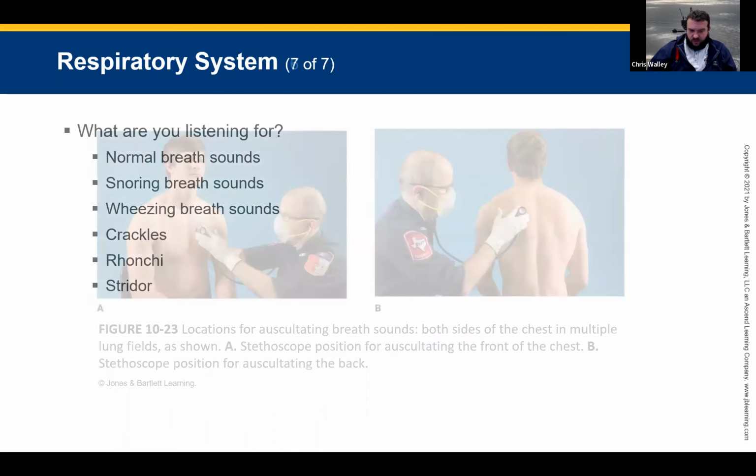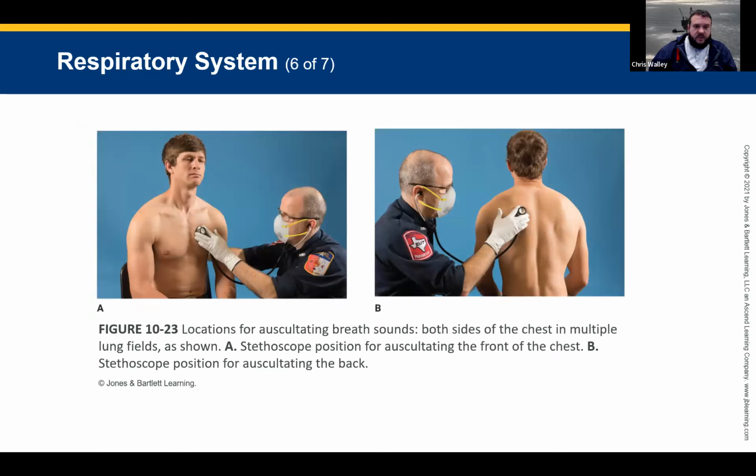Oh, go back, Chris. And then we're on the back side. We hear a lot better here because we don't have the pectoral muscles and all of that in our way. We get better breath sounds when we listen from the back.